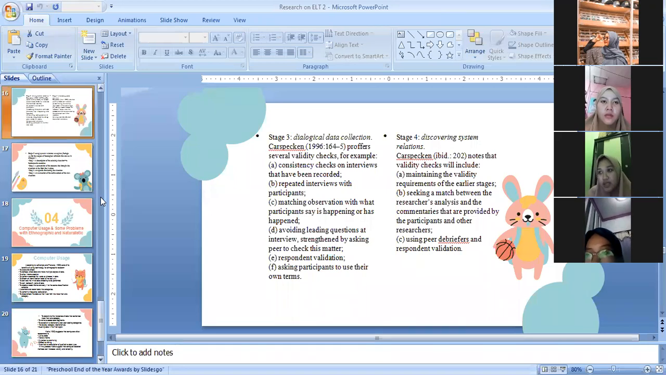Stage 4, discovering system relations. Carspecken notes that validity checks will include A, maintaining the validity requirements of the earlier stages. B, seeking a match between the researcher's analysis and the commentaries that are provided by the participants and other researchers. And C, using peer debriefers and respondent validation.